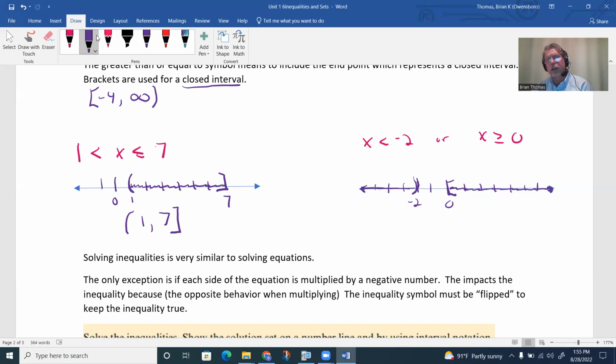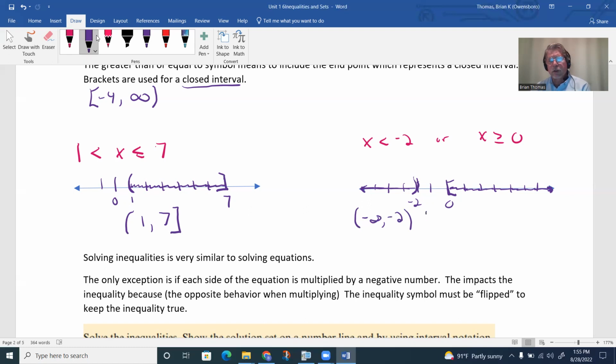So these actually have two intervals. In interval notation, we have to write both of these intervals down. So the left interval, notice how it goes to the left. I have -infinity, which we have to use a parenthesis. And -2 is an open interval, so we also have a parenthesis.